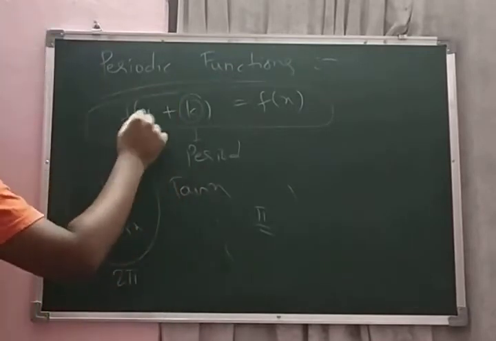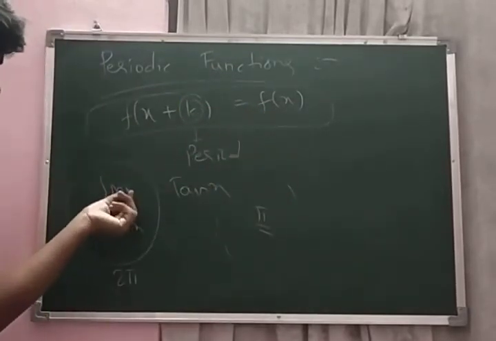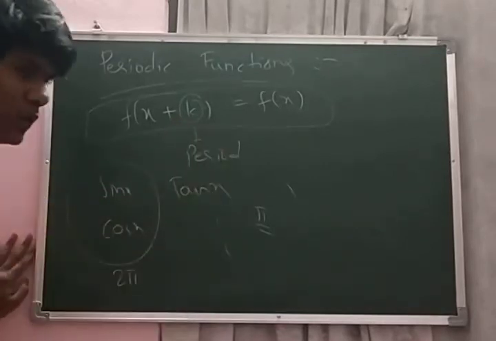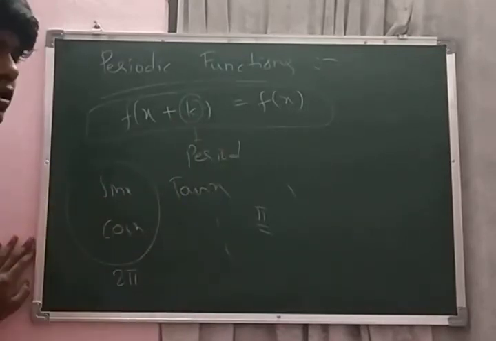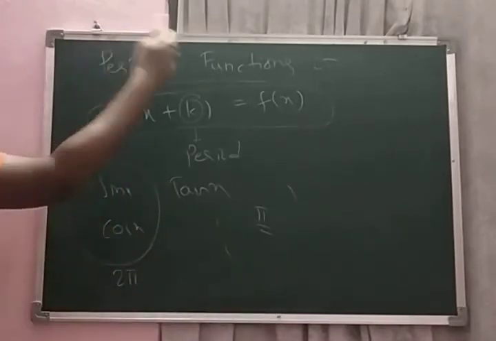So like this you can calculate the period based upon this formula: f of x plus k is equal to f of x. In the place of x we have to substitute x plus k. We can take the values of k as 2 pi or pi, and by verification we can find out whether the function is periodic or not.